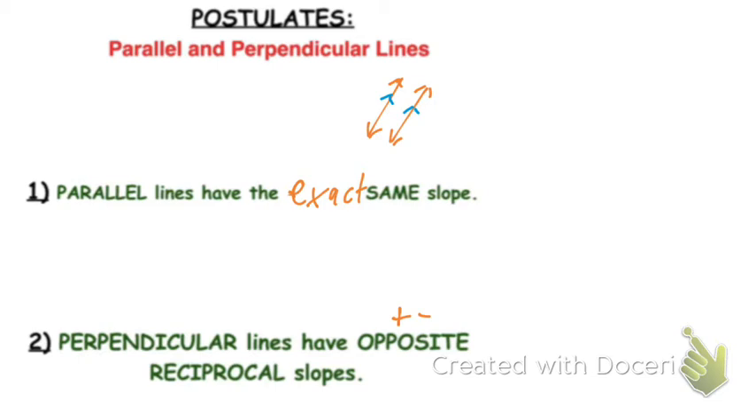Reciprocal. What's that mean? Flip it. So like 1 over 5 and 5 over 1 are reciprocals of each other. Might be a good idea to write that in, or maybe even put flip there. So we have the opposite sign and we flip it for perpendicular lines. Perpendicular, remember, they intersect to form right angles.